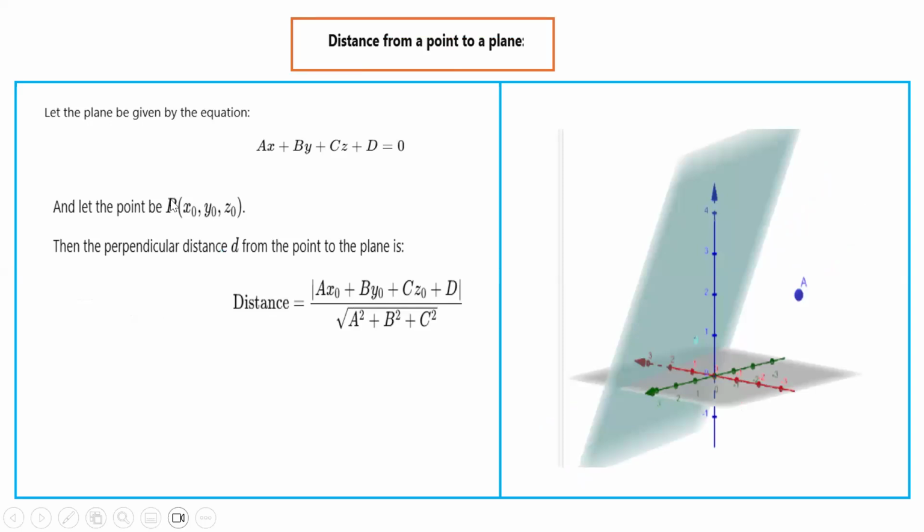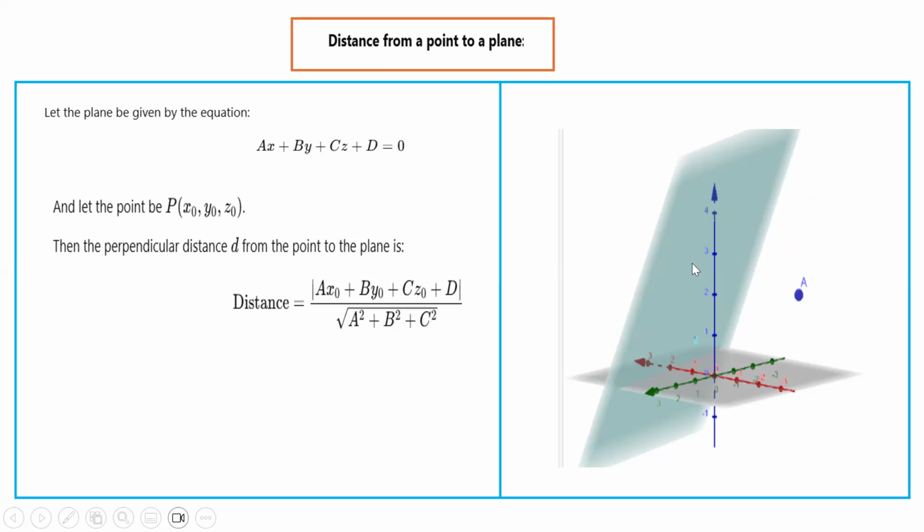Next, Miss Kelly was supposed to do this part, but I'll go through it. Let's say we have a plane given by our standard equation, and we have a point x naught, y naught, z naught. This point P is an example of a point. Then we can find the perpendicular distance D by substituting those three values into the original standard equation on top, and the square root of the squared terms A, B, and C at the bottom.